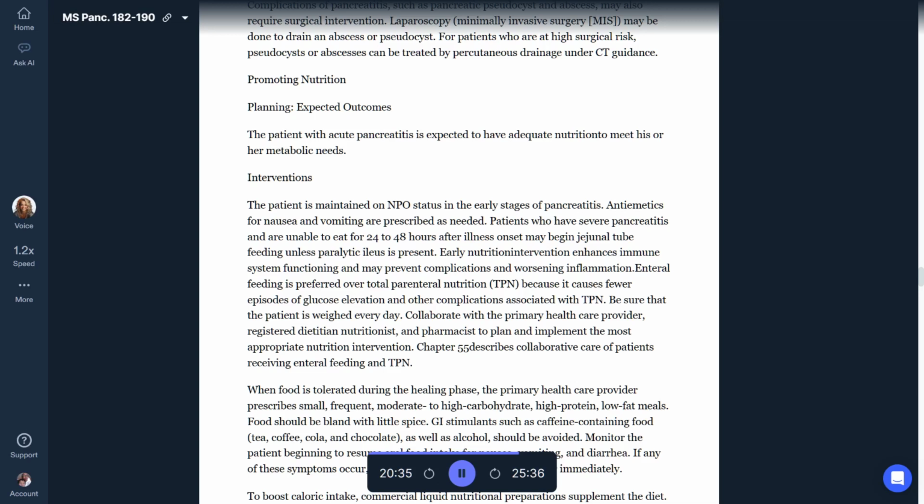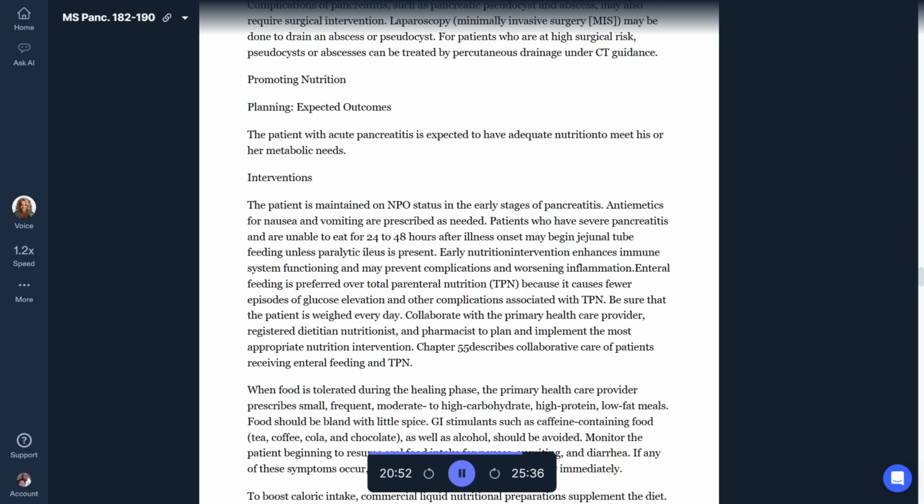Nursing safety priority. Action alert. If the patient has diabetes, insulin or oral anti-diabetic agents for glucose control are prescribed. Patients maintained on total parenteral nutrition are particularly susceptible to elevated glucose levels and require regular insulin additives to the solution. Monitor blood glucose to control hyperglycemia. Check fingerstick blood glucose or sugar levels every 2 to 4 hours. Chapter 55 describes in detail the care associated with TPN.